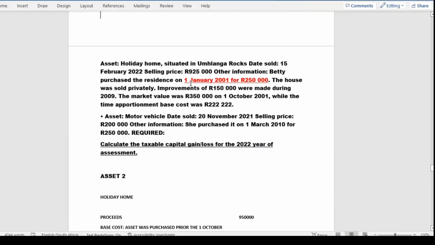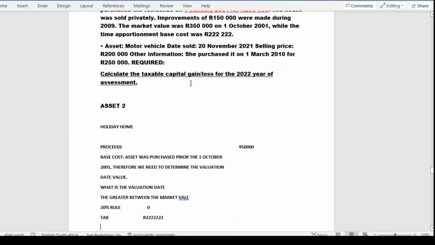The market value has been given as 350,000 rands, and then the tab is given as 222. We can't consider the tab because it's lower than the market value. So your base cost would include the market value plus the improvements made to that house. That's your valuation date value.